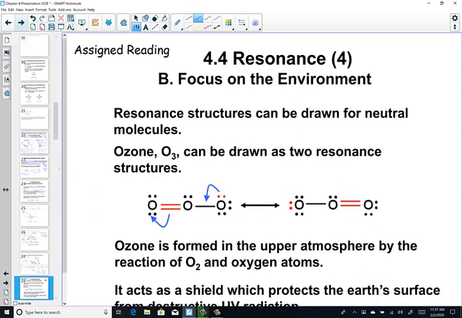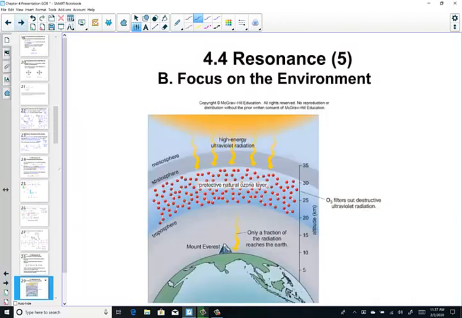You've now got a little bit of reading to do, an assigned reading section on section 4.3b, focus on the environment. You can read a little bit about ozone and select out 3 to 4 most important points to complete that part of your note pack.